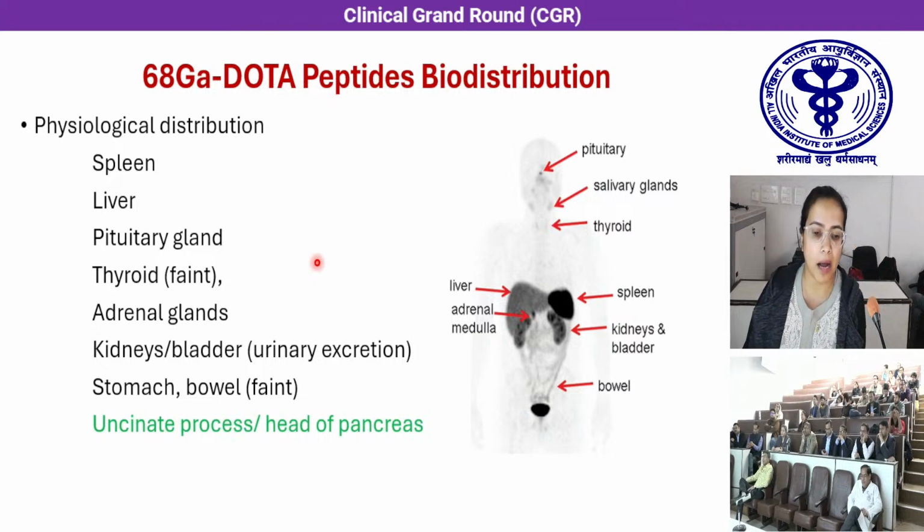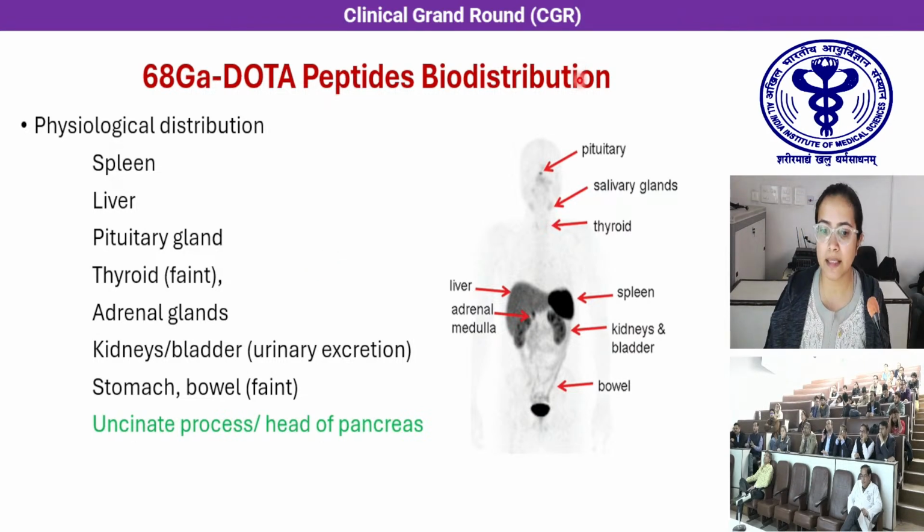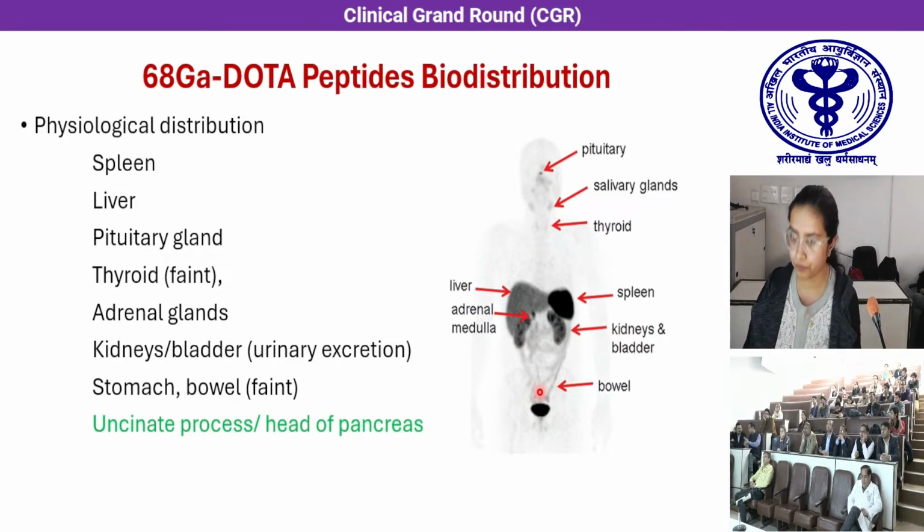So I would like a brief introduction of 68 gallium DOTATATE PET CT, where it is showing normal physiological distribution. It is seen in pituitary, salivary glands, mild uptake in the thyroid gland, liver and spleen, adrenal medulla, kidneys and bladder, and mild uptake in bowel.